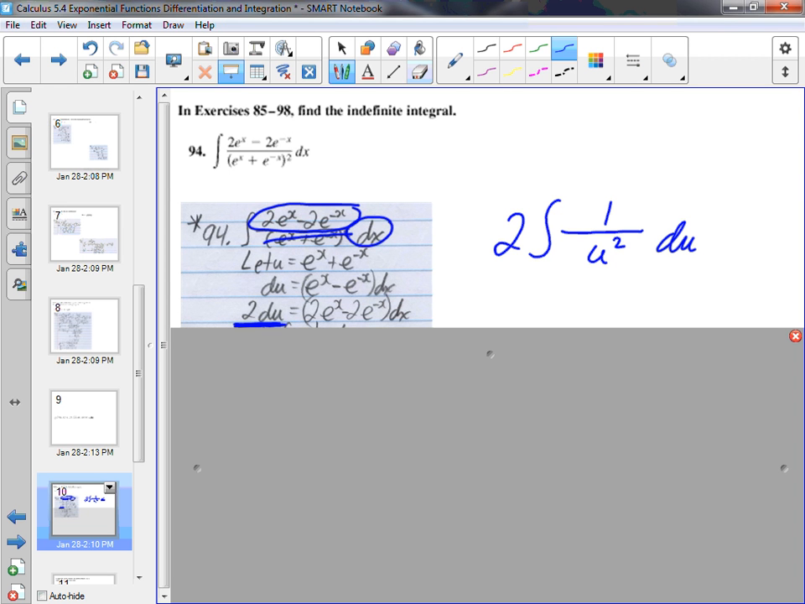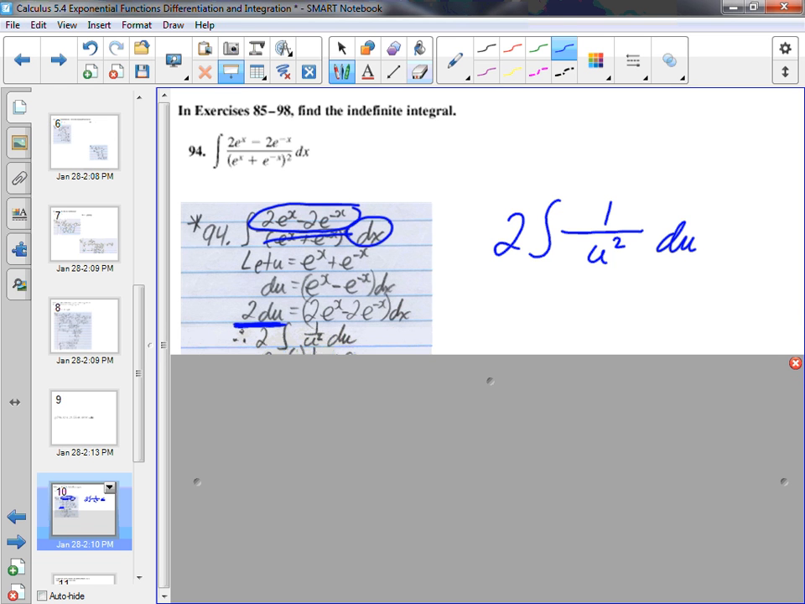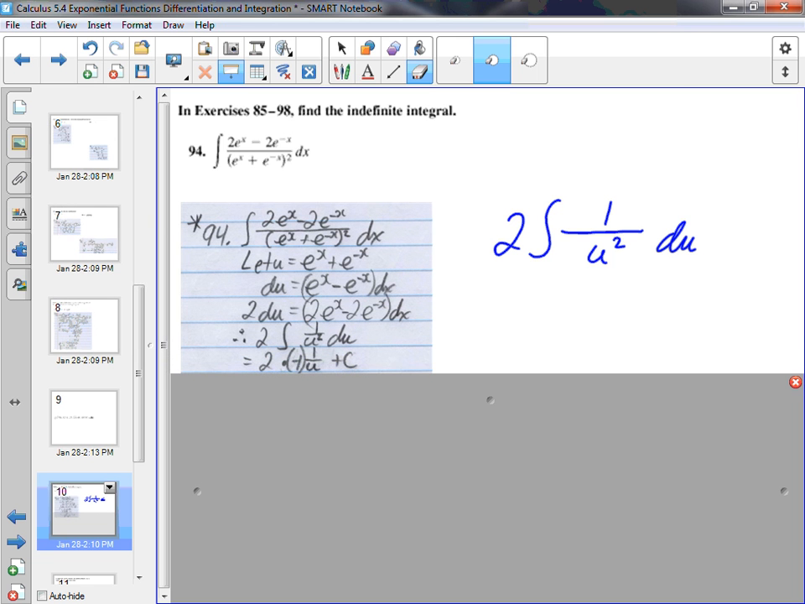You with me? All right, so we can work that. Either think of it as u to the negative 2 du or write it as u to the negative 2 du. I think I'll just think of it that way. So we've got the 2 out in front. Then I'm taking the antiderivative of u to the negative 2. So we add 1 to the exponent, makes it a negative 1.